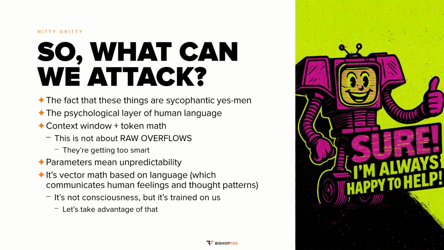So we have to understand that underlying all of this, it's just vector math, which happens to be based on language, which happens to communicate human feelings and thought patterns, because that's what it was trained on. It's really important. This kind of goes back to the humanization factor, that we understand these things are not conscious. We have not achieved AGI, but it is trained on us and our content that we have put out there. So we can take advantage of that.